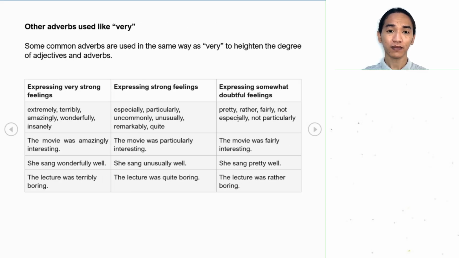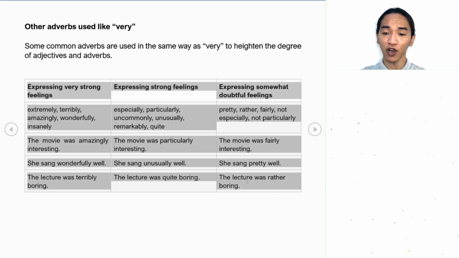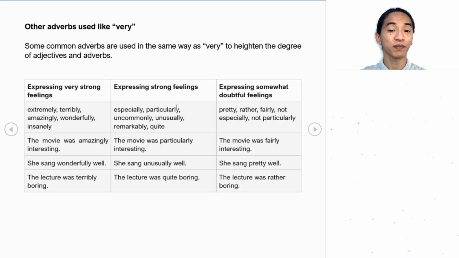Okay. Now, other adverbs used like very. Some common adverbs are used in the same way as very to heighten the degree. So, to replace very, we have here some examples of adverbs that we can use, all right, instead of very.